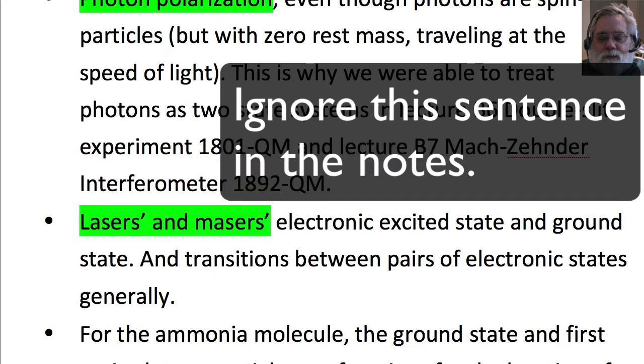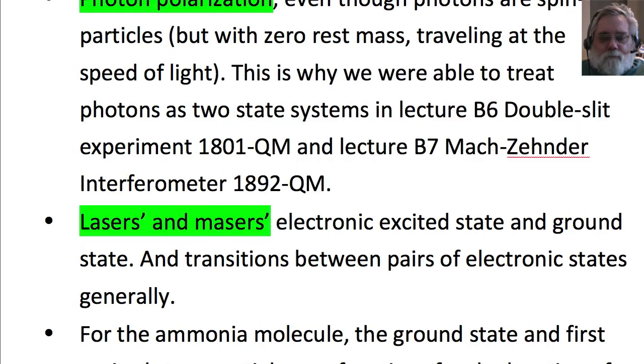Lasers and masers, excited state and ground state, and transitions between pairs of electronic states generally. Electronic states are more complicated than two states, but we can usefully focus on two states and get information about those two states and transitions between them.